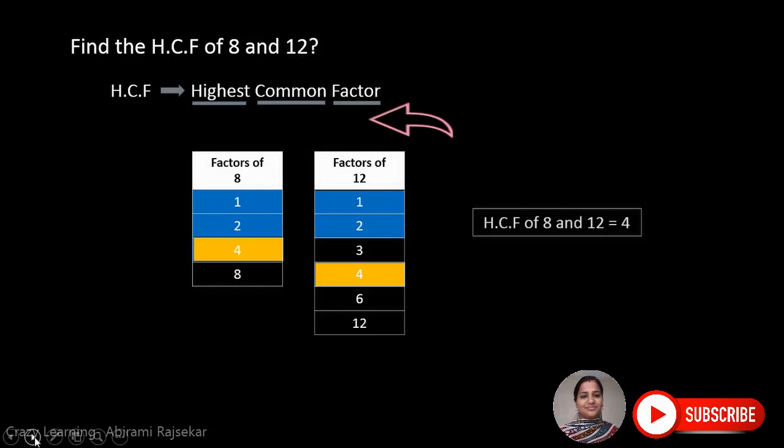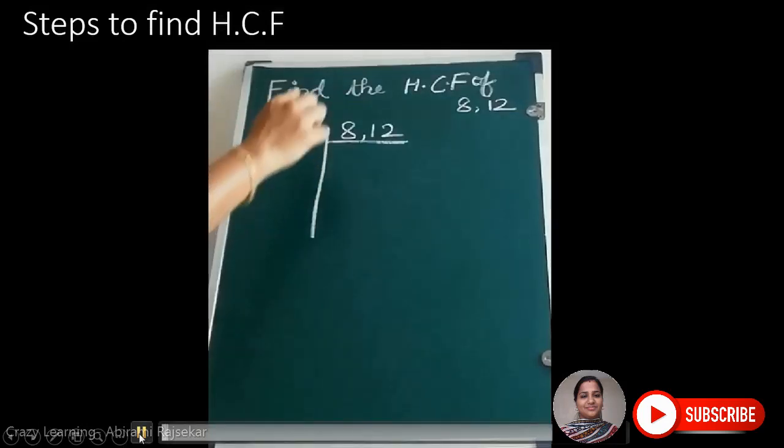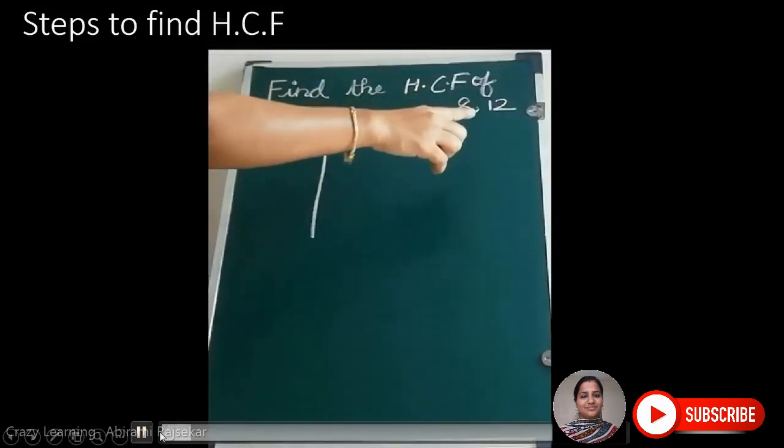So, friends, now we have understood what is meant by HCF. HCF is the highest common factor of the given two numbers. So, we want to first list down the factors of the given numbers and we want to find the common factors. Among that, the highest common factor is the HCF of the given two numbers. Now, we will move on to the procedural step involved in finding HCF. Now, let's find the HCF of 8 and then 12.